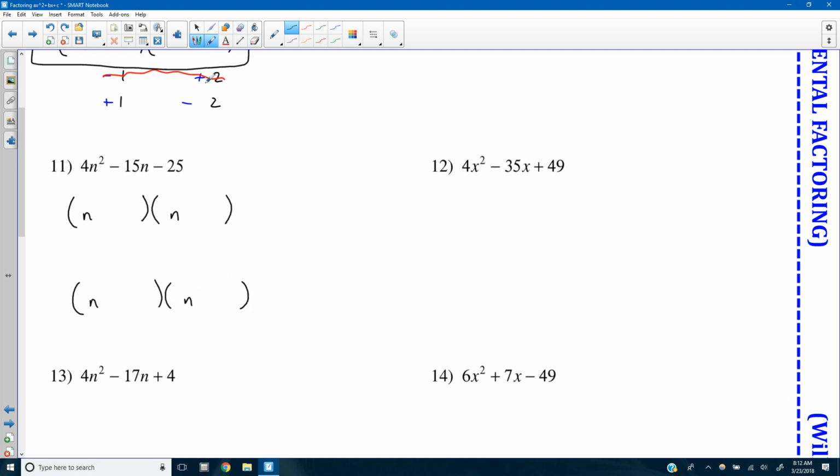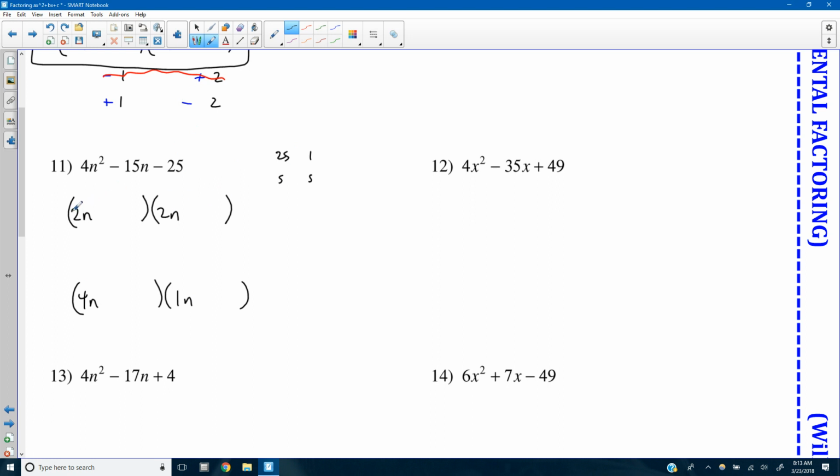4 can come from either 2 times 2 or 4 times 1. So you have more than one thing to check to do these things. Now I'm trying to get a negative 15n, and mentally I'm already kind of arriving at what I think could be a possible answer here. Negative 25 only either comes from 25 and 1 or 5 and 5. So I'm going to mentally be placing in numbers here and see what works. By the way, 1 has to be negative, 1 has to be positive.